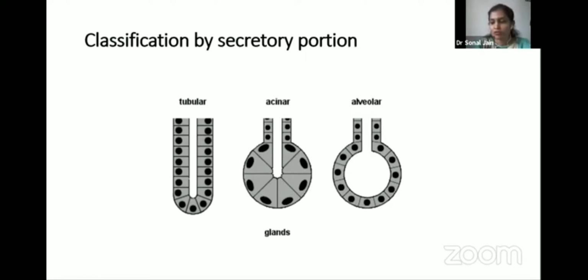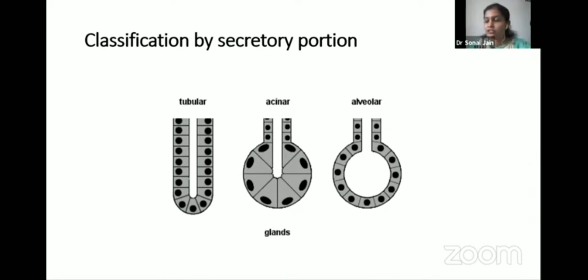And the mode of secretion: merocrine, apocrine, holocrine, and cytocrine. Merocrine means exocytosis secretion. In apocrine, the upper apical part of the cell is lost in the secretion. In holocrine, the whole cell dies, and cytocrine is where the cell itself is released as the secretion, as in the testis. According to shape, there are tubular, acinar, and alveolar glands.